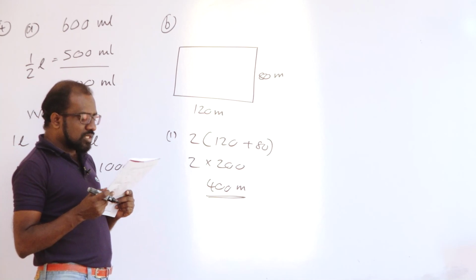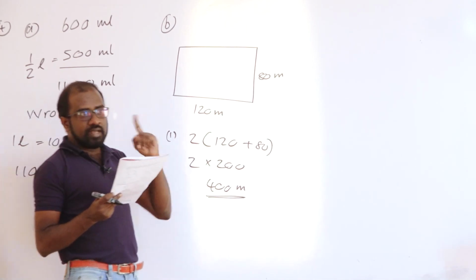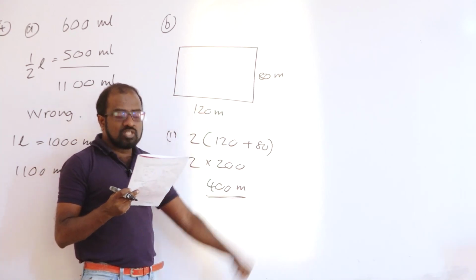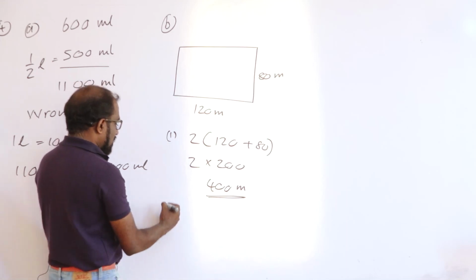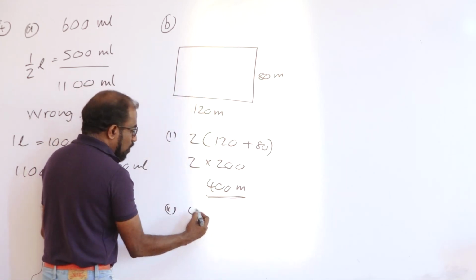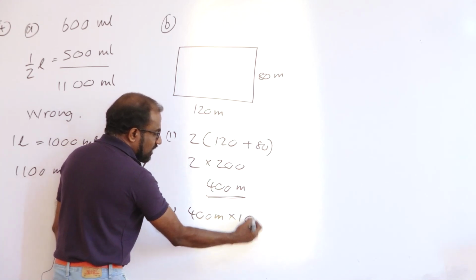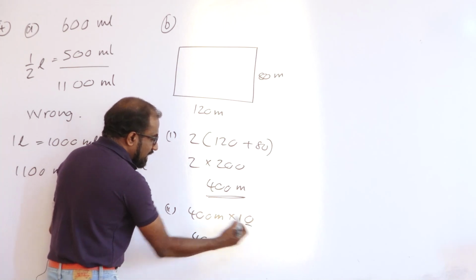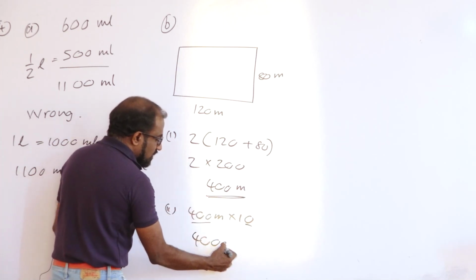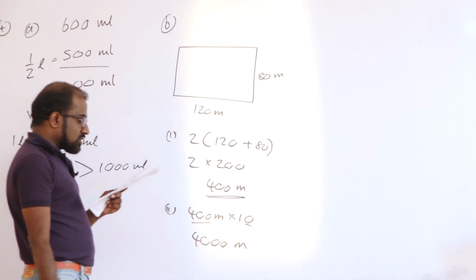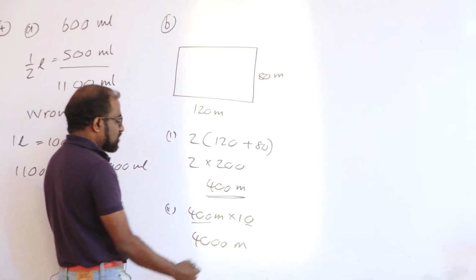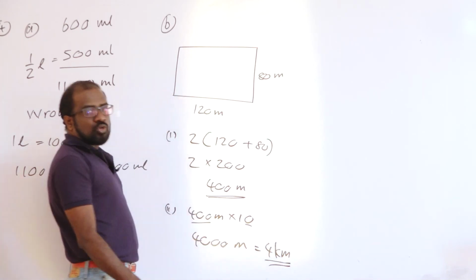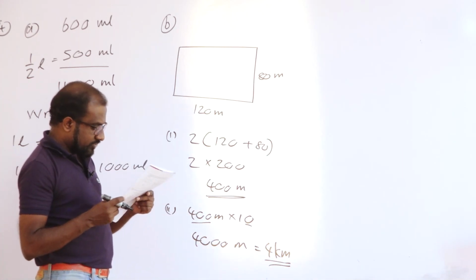If he goes 10 times around the land per day, 10 rounds. Find the entire distance he goes in a day. One round is 400 meters. So 10 rounds should be multiplied by 10. What is the answer? When you multiply by 10, a 0 should be added. What is the answer? 4,000 meters. 4,000 meters is how much in kilometers? 4 kilometers. 4,000 meters is equal to 4 kilometers, right?